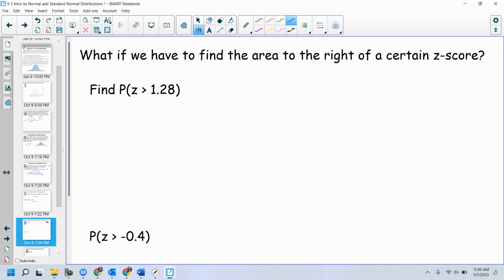What if we want to find the area underneath the curve to the right of a certain z-score? So what if I had said, I want to find the probability of a z-score being greater than 1.28? Find 1.28 for me.